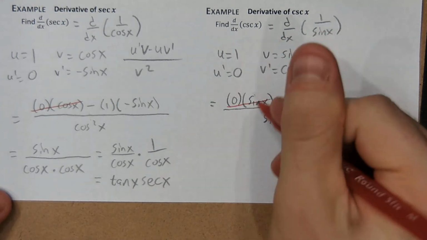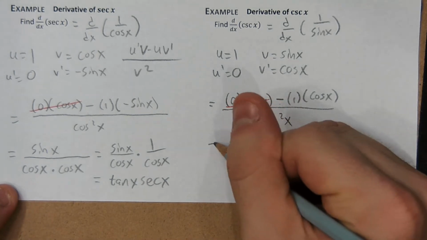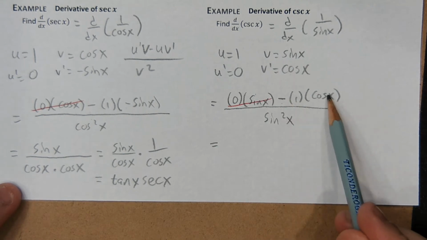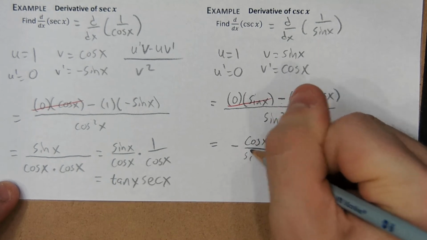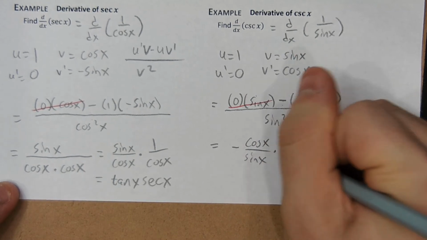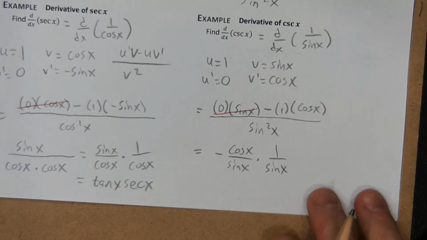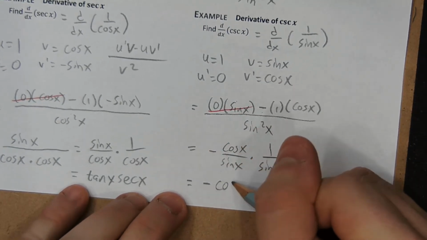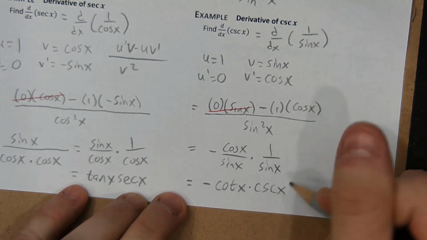Of course, that's gone again. And since I'm going to follow the exact same pattern as last time, I'm just going to go ahead and write it as two separate fractions. I'm going to write it as negative cosine x over sine x times 1 over sine x. That's where the sine squared is coming from. And cosine over sine is cotangent. So we have negative cotangent x times cosecant x.